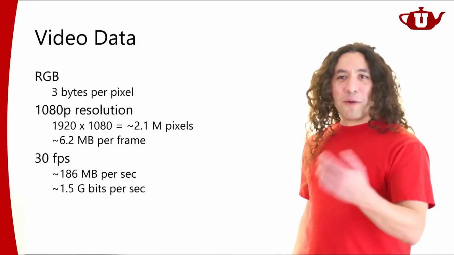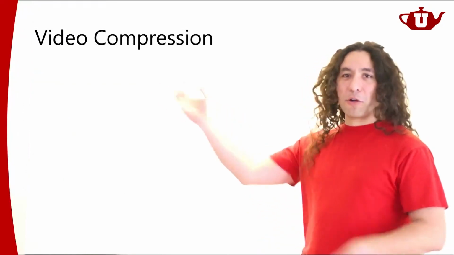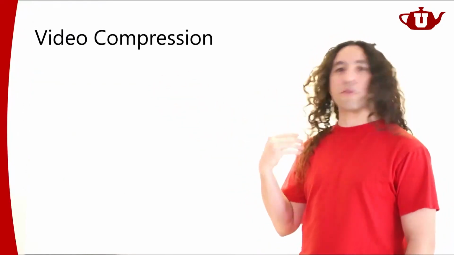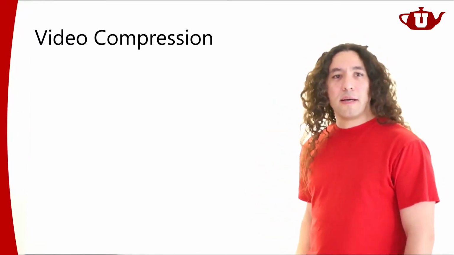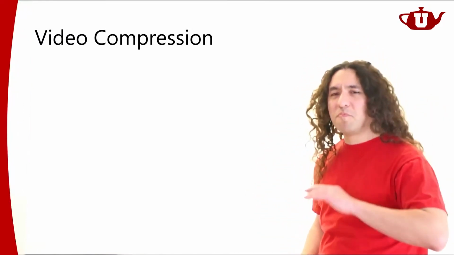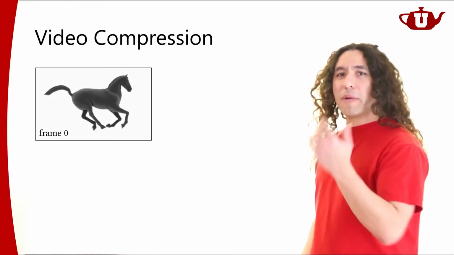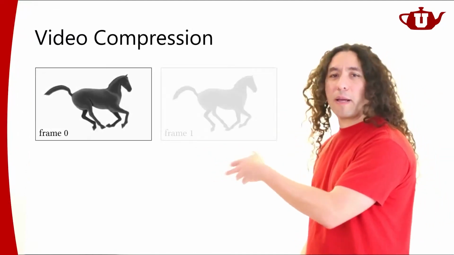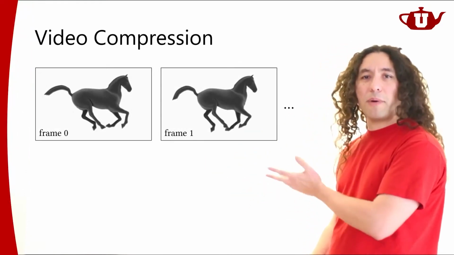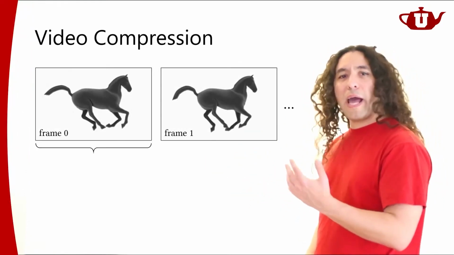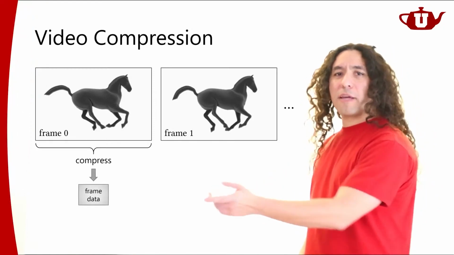The reason that we can do this is video compression. Video compression is very, very vital to all sorts of video broadcasts. Here is a really brief overview of how video compression works. We have a bunch of frames, frame 1, frame 2, whatever, displaying video, and we can compress each frame, and you get compressed data.